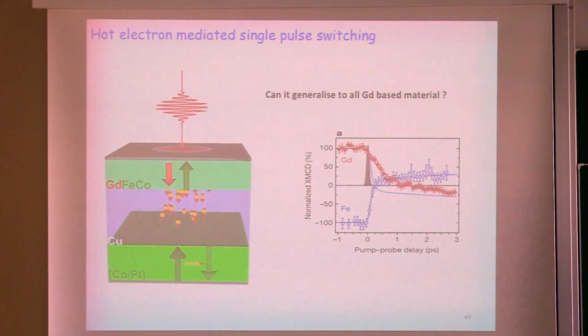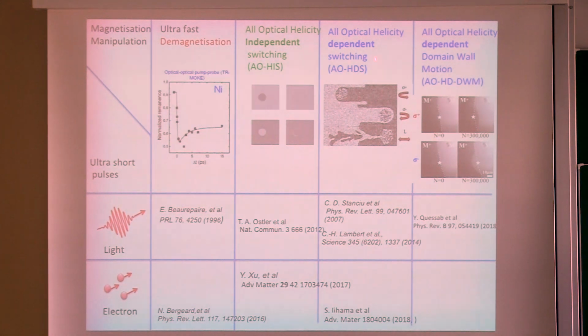So one question that we could ask ourselves is, is it just happening in that case, or is it more general? Meaning that in these gadolinium iron cobalt alloys, in all our alloys, do we have some hot electrons going from the gadolinium to the cobalt? So in other words, where do we need this exchange coupling? All right, so what I think we have shown is that in here, you can also switch some cobalt platinum when you polarize those hot electrons, and even with pulses of a few femtoseconds.